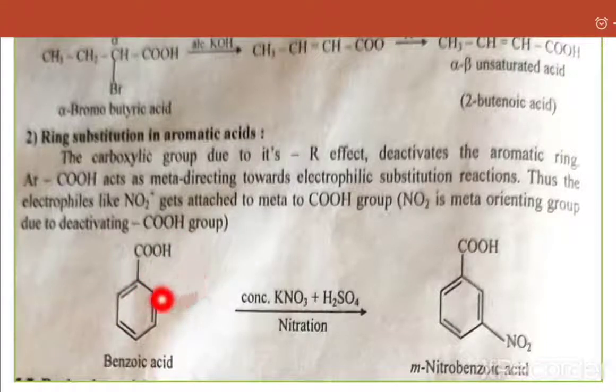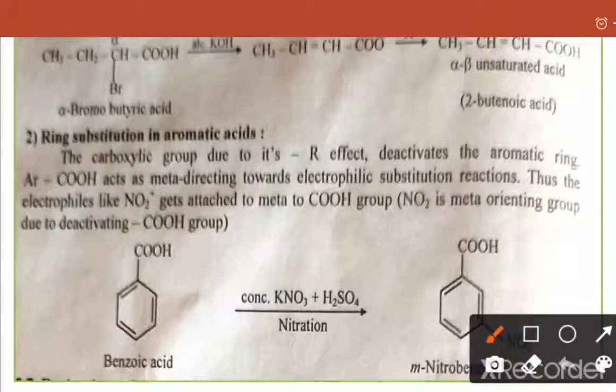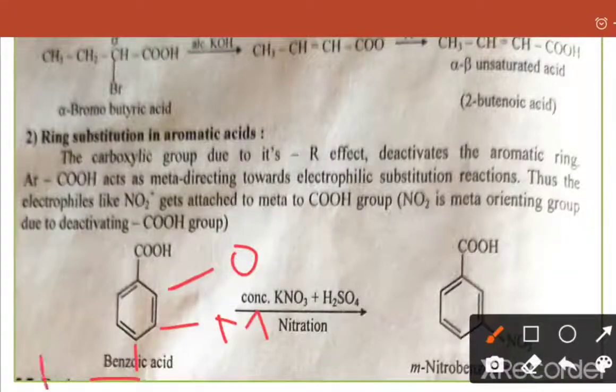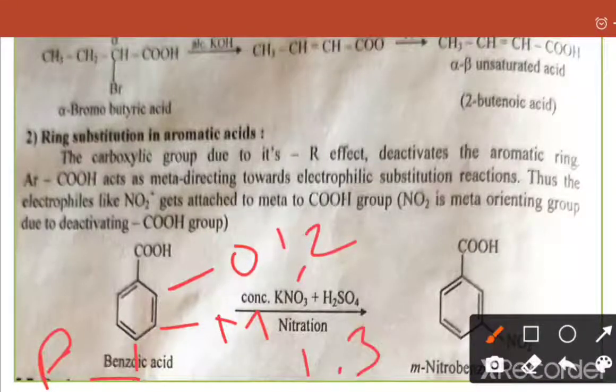That means whatever electrophilic substitution reaction takes place on this aromatic ring, it will take place at the meta position. We know the meta position. That means here this is the functional group. Therefore this is 1, 2. That means this is ortho. I have shown here, this is ortho. Now then this is meta, and this is para. That means 1, 2 position is the ortho position, while the 1, 3 position is the meta position, and 1, 4 position is the para position.